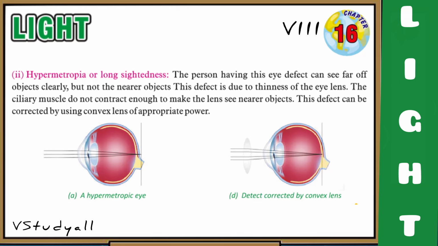The ciliary muscles do not contract enough to make the lens see nearer objects. This defect can be corrected by using a convex lens of appropriate power. So here you can see the first picture, in which you can see a hypermetropic eye, and the second picture, in which that defect is corrected by a convex lens.